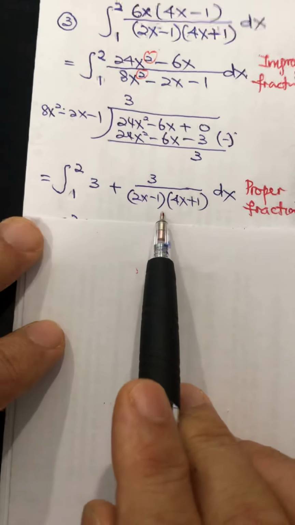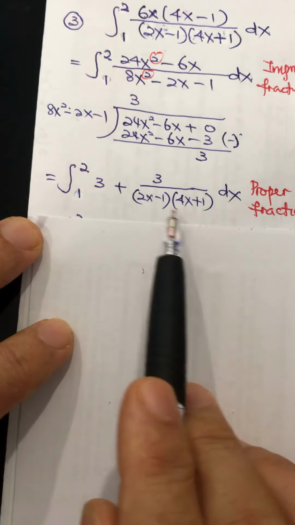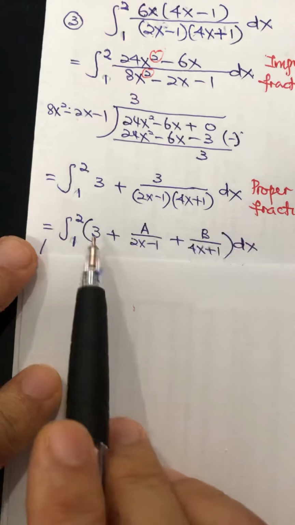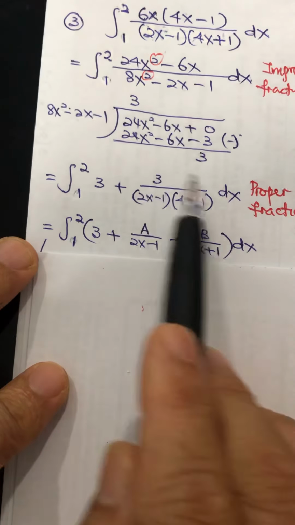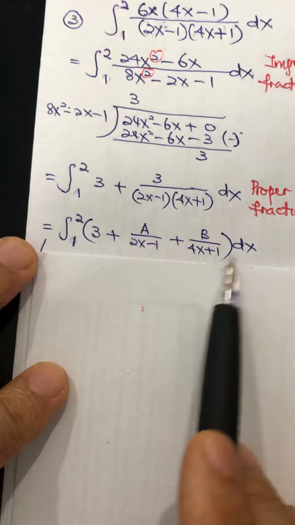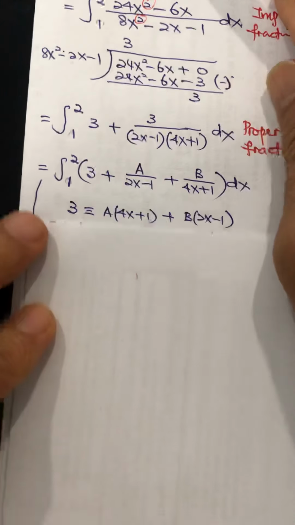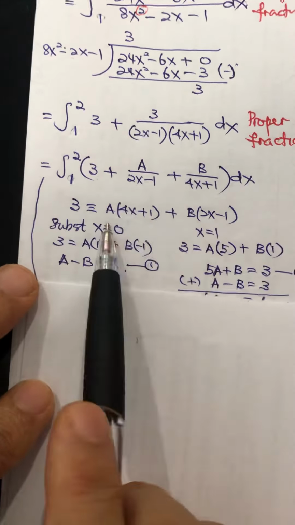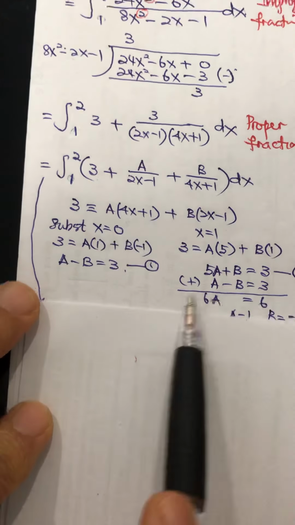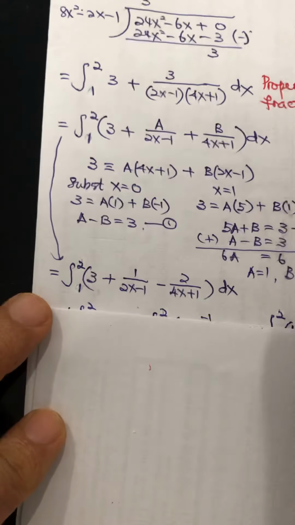Now this one already becomes a proper fraction. This one can be factorized, so you use partial fraction. Remember, whenever this one can be factorized, you use partial fraction. Easier. Okay, so partial fraction, you try to find what is your A and B. I substitute x equal to 0 and so on. Then I will get this.